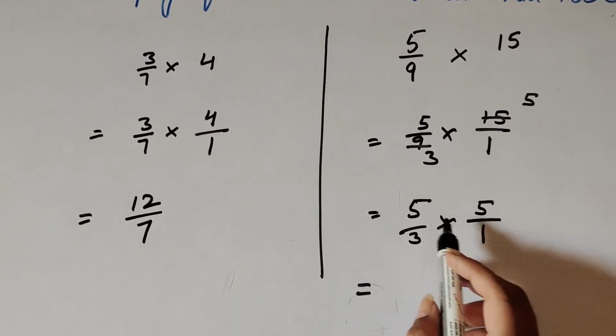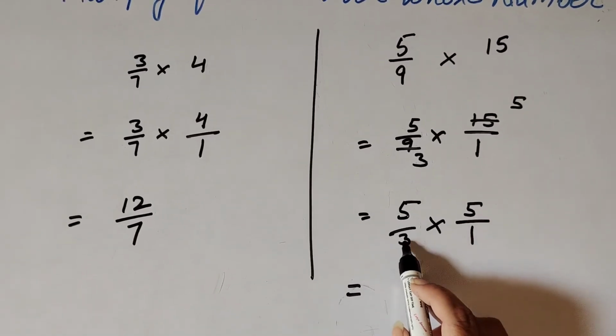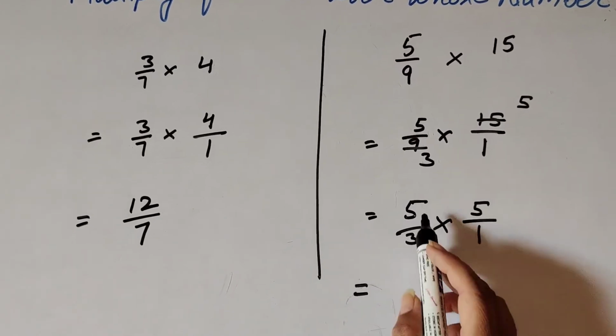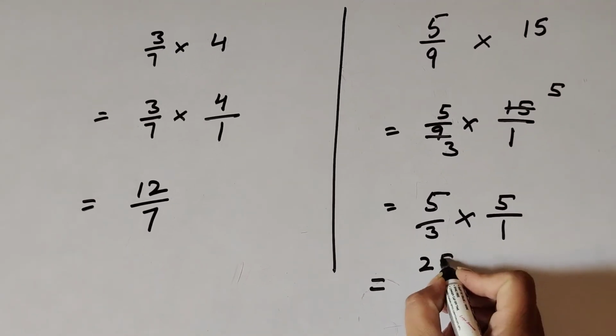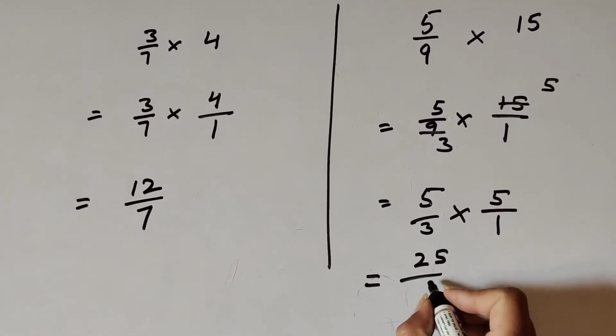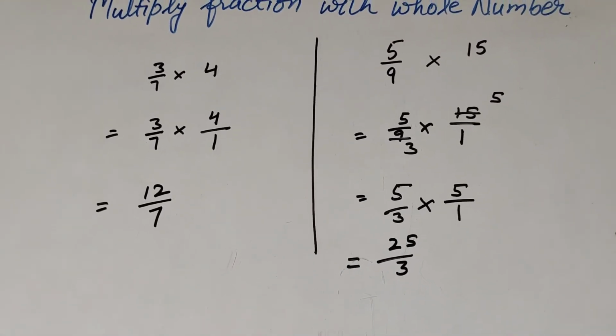In this we multiply the numerator with the numerator and the denominator with the denominator. 5 multiplied by 5, 25. Over 3 multiplied by 1, 3. So 25 over 3 is the answer.